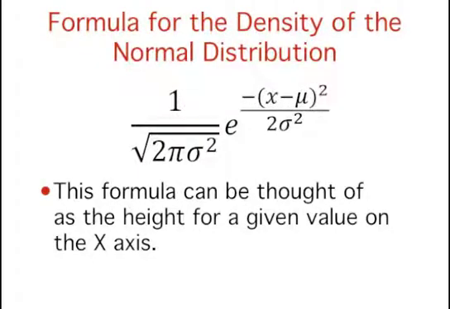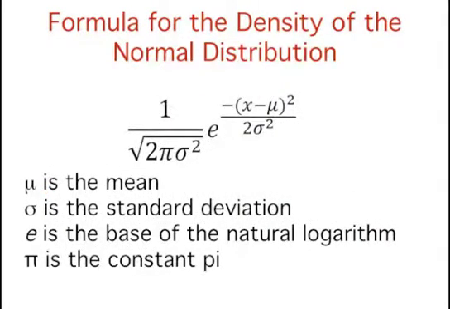This is the formula for the density of the normal distribution, which can be thought of as the height for a given value on the x-axis. The parameters mu and sigma are the mean and standard deviation respectively, and define the normal distribution. The symbol e is the base of the natural logarithm, and pi is a constant.